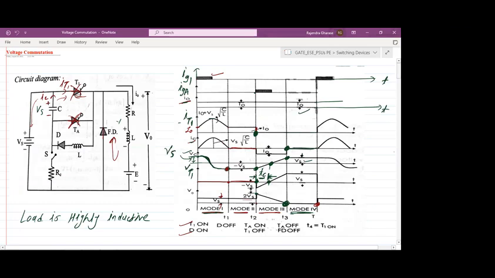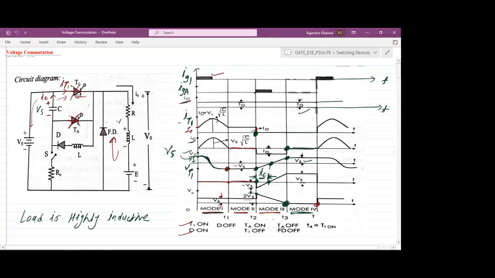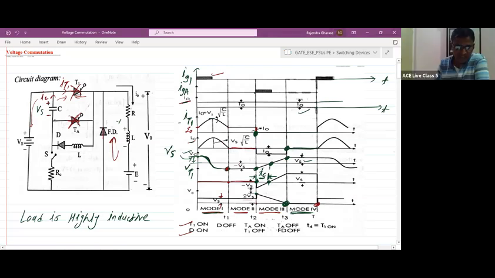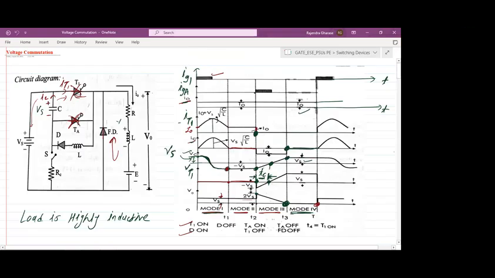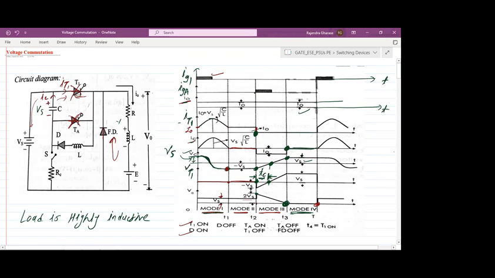Are you getting the point? The thing is, if T1 is to be successfully commutated, then we need to select the values of this L and this C such that this TC, whatever we are getting, should be equal to or greater than TQ. Yes, equal to or greater than.